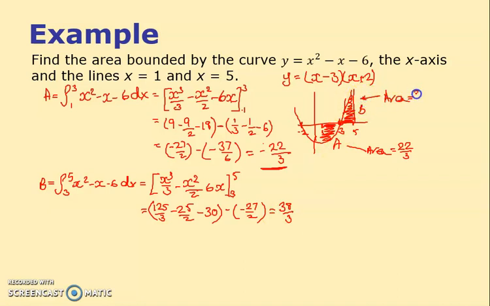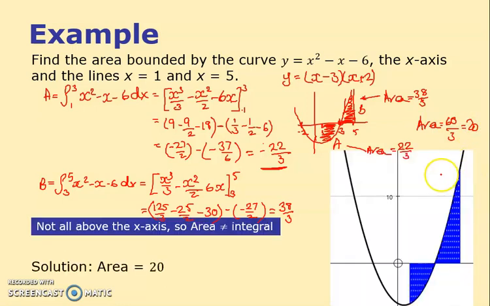Now, ignoring that minus from there then, I've got 38 over 3, I've got 22 over 3. That sounds like the total area is 60 over 3, which is 20. Is that what the answer said? Yes, it did. They've got a posher picture than I had, but you get the idea.